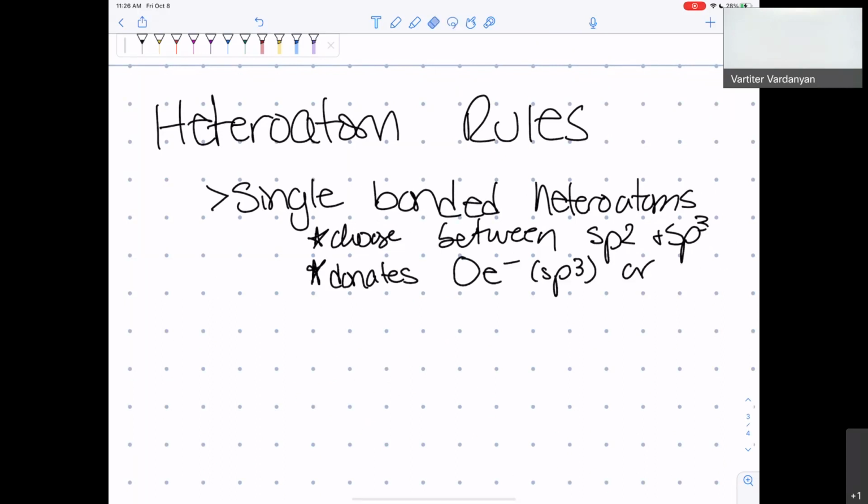Write that in the next line. So this is super important. If it's sp3, it will donate 0 electrons. It can't donate any electrons. But if it's sp2, it has to donate no more and no less than 2 electrons. So it's going to donate 1 lone pair.